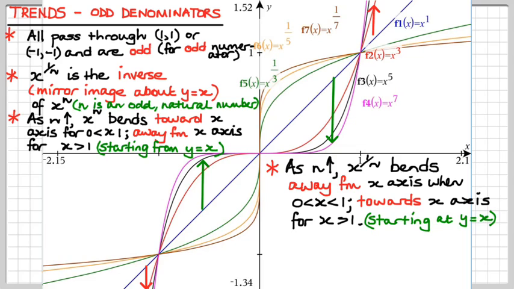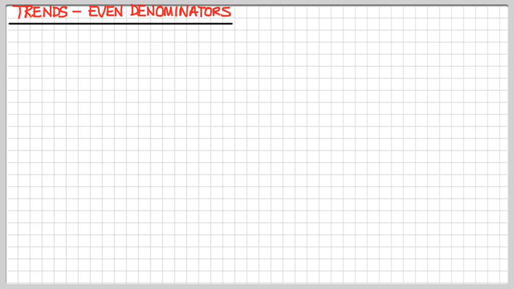Now, as n increases, x to the 1 over n, which is these ones over here, do the exact opposite. They bend away from the x-axis when you've got x between 0 and 1 in this region here, and they bend towards the x-axis here for x greater than 1. And again, starting at the line y equals x. That's what I'm saying. That's fascinating. That's showing you that, and there's showing you that. All right, let's go over the screen now and have a look at some more of this fascinating stuff.